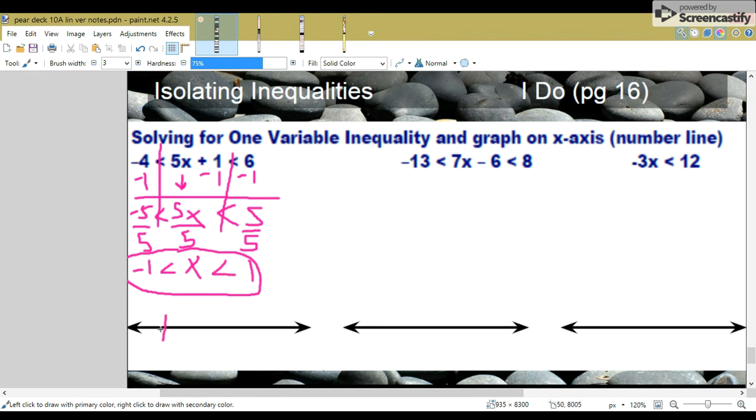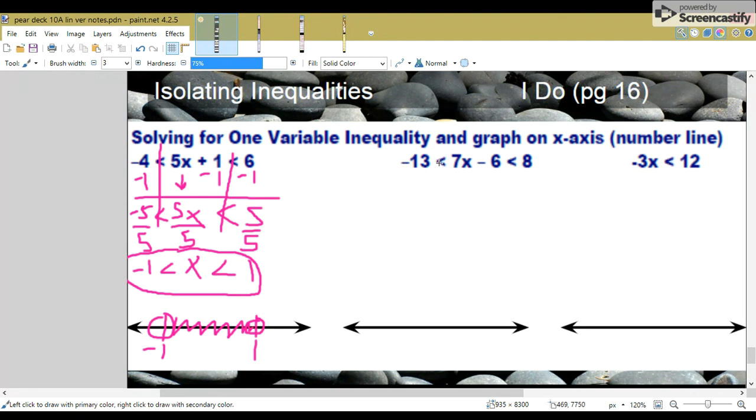To graph down the number line, we put 2 holes, and we're going to name it negative 1 and positive 1. X is in the middle, so we shade the middle part. And that's our solution. Let's look at the next one.